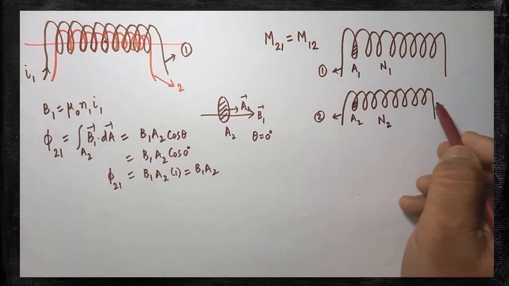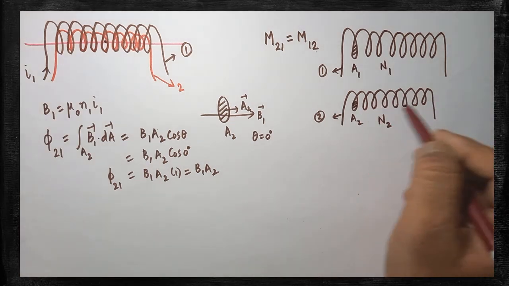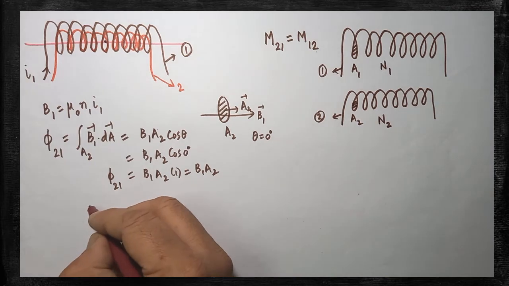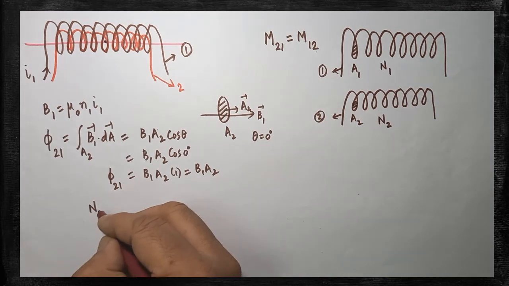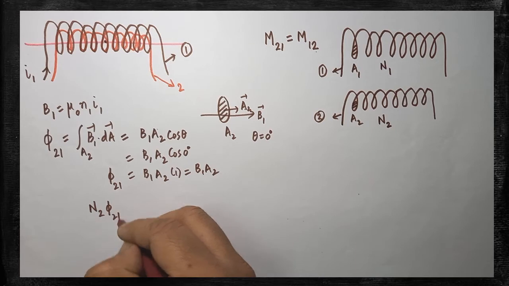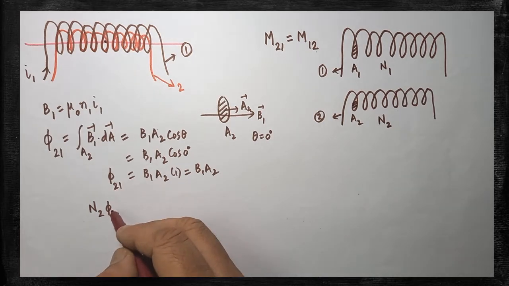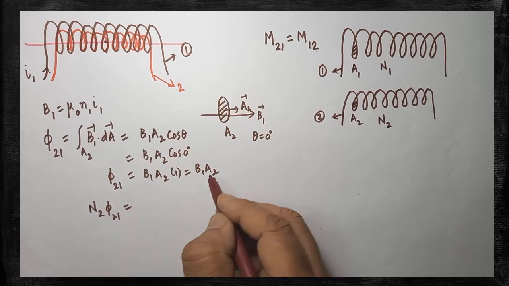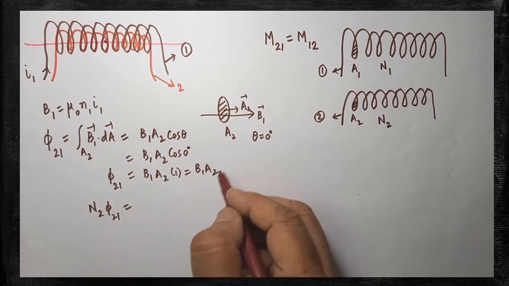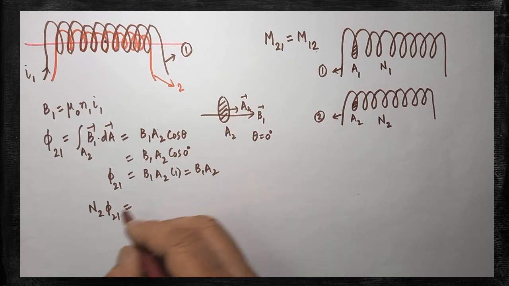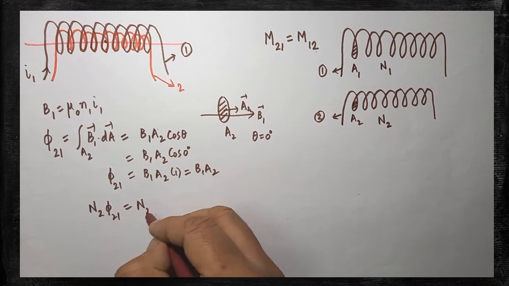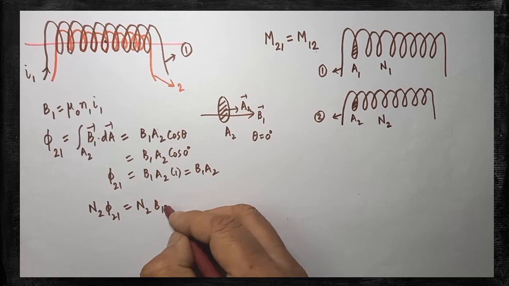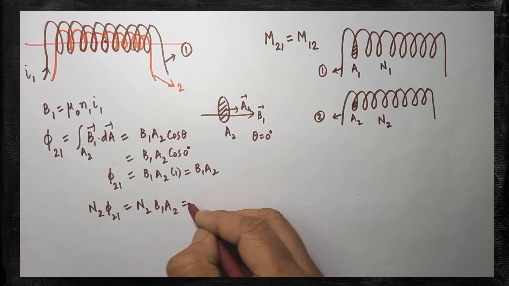Here, how many turns are there? N2 turns are there. Therefore, flux linked with N2 turns is N2 φ21. This is flux linked with each turn. Here N2 φ21 means magnetic flux linked with N2 turns of the second coil. That is the meaning. Are you clear? So what we have to do? This part is to be multiplied with N2. N2 B1 A2. In that format we have to write.